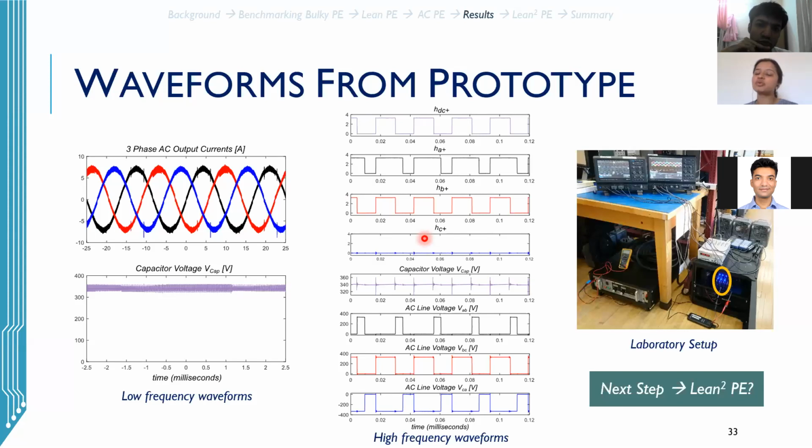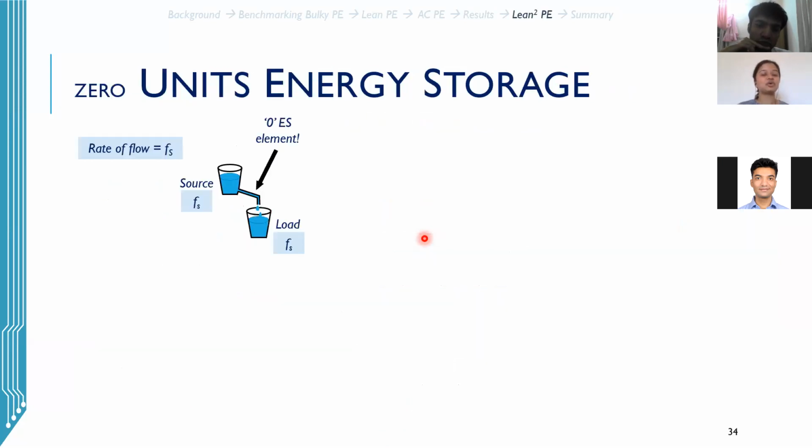So the next question that we try to ask is, can we go to the next step, that is a lean square operation? And some of you might have guessed, could we do 0 units of energy storage at the DC bus? The analogy which can be drawn is that we have gotten rid of the reservoir or the bucket of water that we had in between the source and the load.